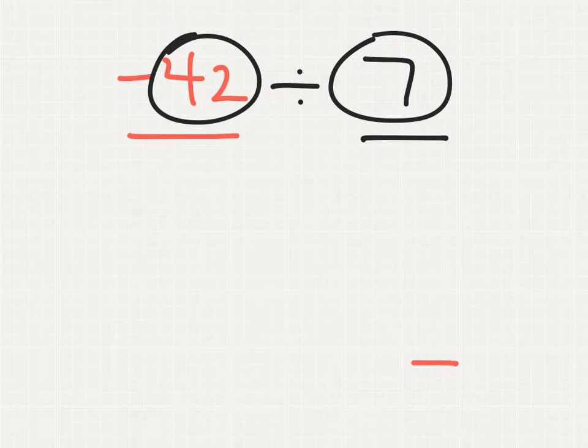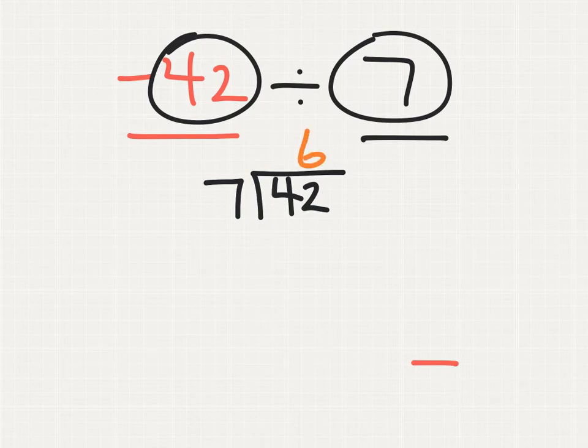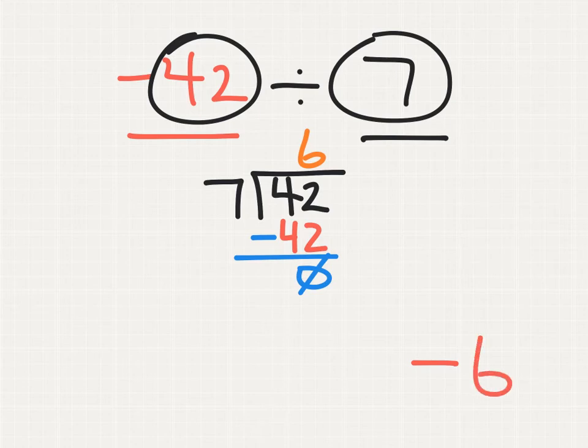42 divided by 7. I believe I can make 6 groups of 7 or subtract 7 6 times from 42. 7 times 6 is 42, and 42 minus 42 is 0. Negative 42 divided by 7 is negative 6.